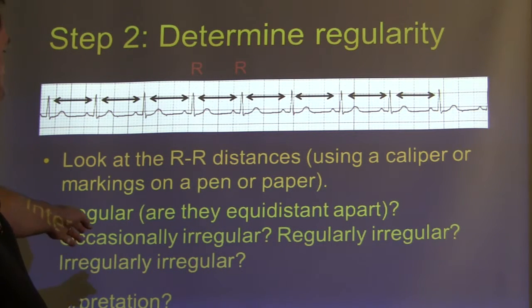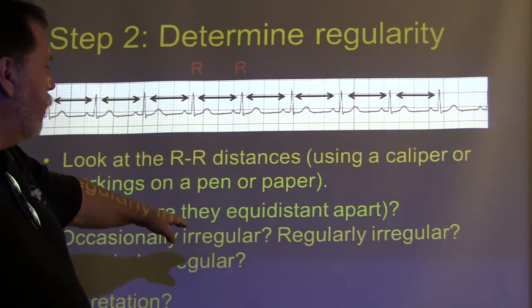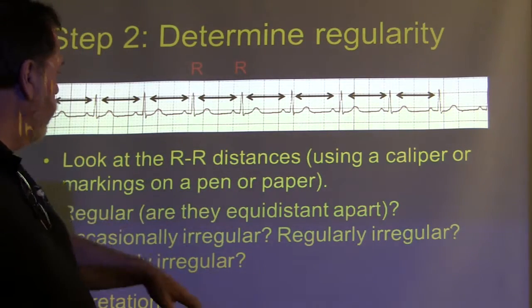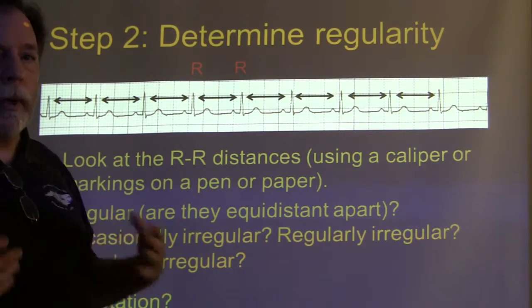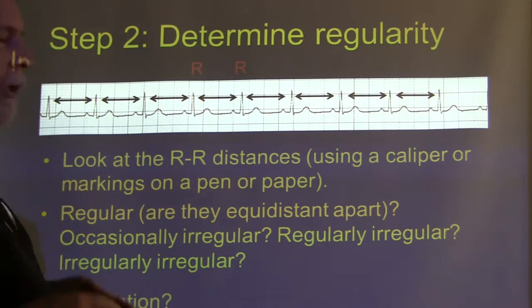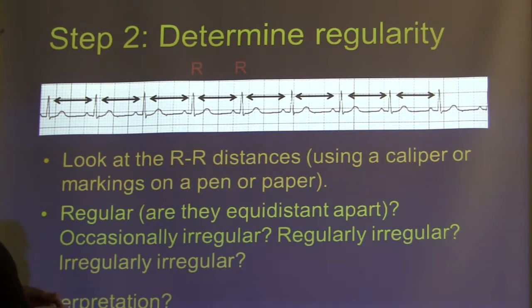And you'll see these terms too: occasionally irregular, regularly irregular, and irregularly irregular. Don't worry about that. For our purposes, it's either regular or irregular. Interpretation here is, this is regular.